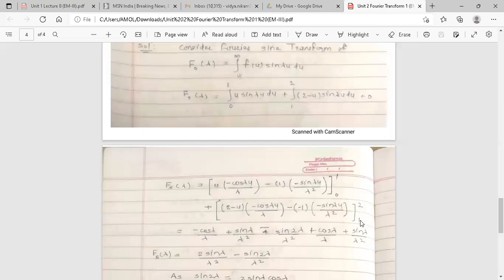Because we are putting lower limit 1, u is equal to 1. So the term is cos lambda upon lambda. Next term: minus, minus, plus. The minus sign is for the sin function and minus sign of the lower limit, so minus minus again plus, and u is equal to 1 because u is the variable. So the term is sin lambda upon lambda square. So after putting limits we have this term.